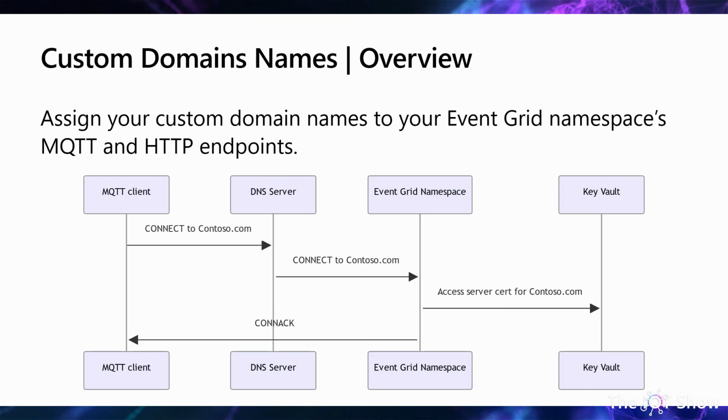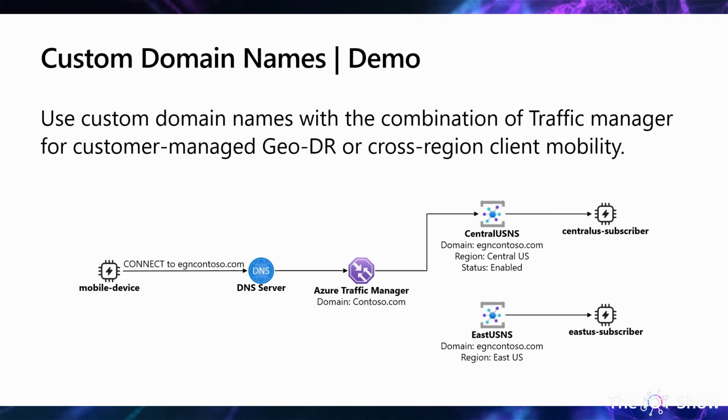Perfect. Let's do that. In this demo, I'll showcase how you can use the custom domain name support in the EventGrid namespace. Custom domains allow you to assign your own domain names to the MQTT and HTTP endpoints of your EventGrid namespace. You can use the support along with a routing service like Azure Traffic Manager to implement customer-managed GeoDR or handle clients that move across regions.